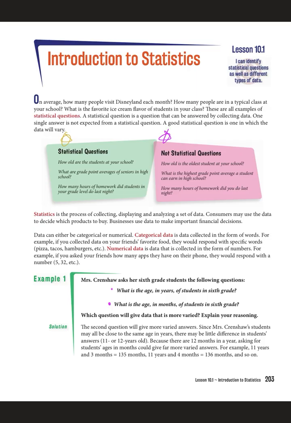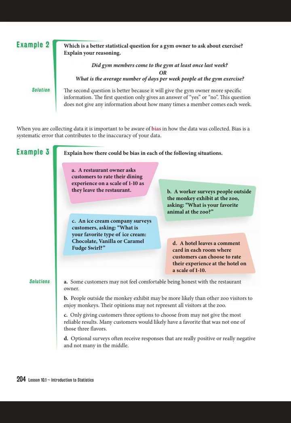Because there are 12 months in a year, asking students' ages in months could give more varied answers. For example, 11 years and 3 months is equal to 135 months. 11 years and 4 months is 136 months, and so on. So there's more variation in the information when you ask for months instead of years in this type of situation. Okay, let's move to the next page.